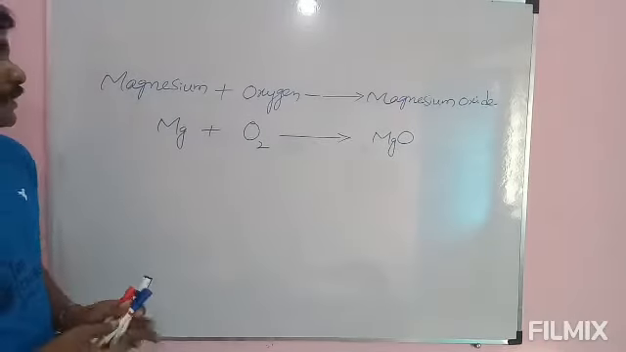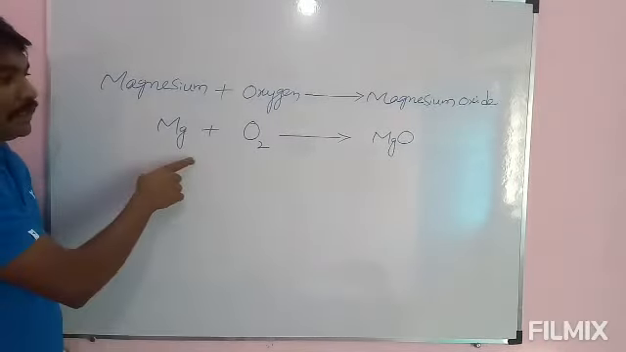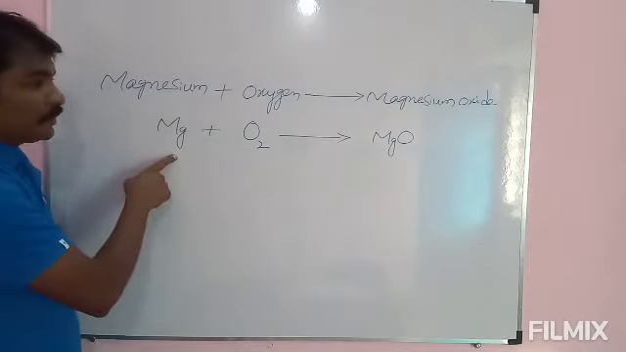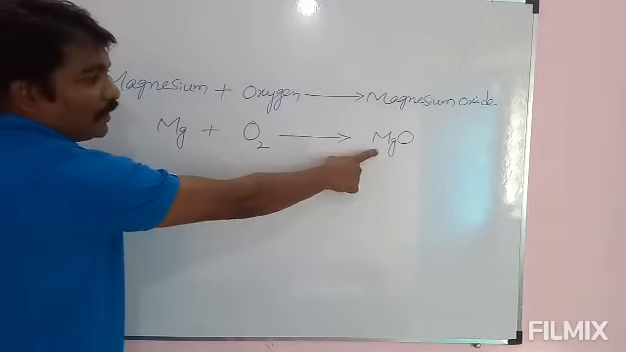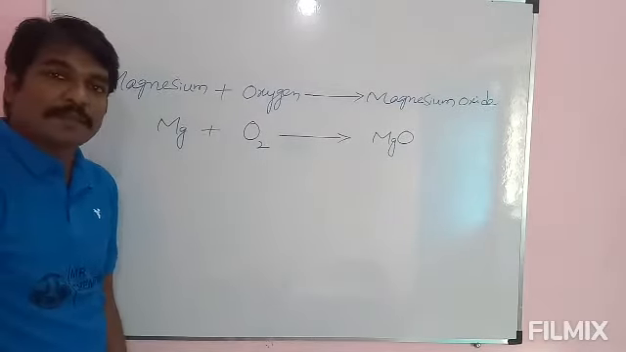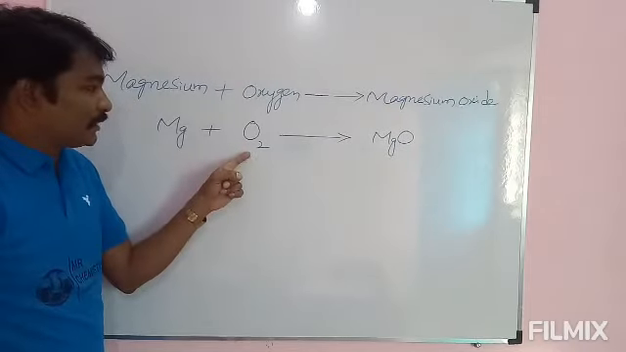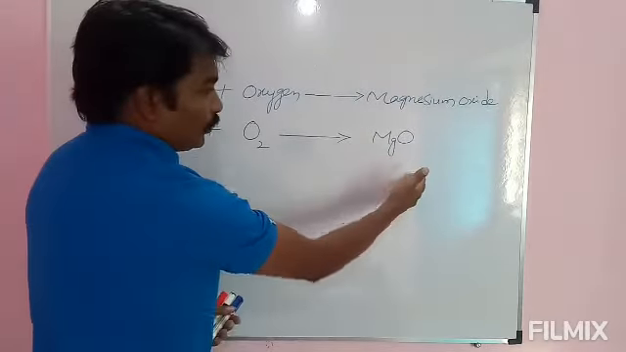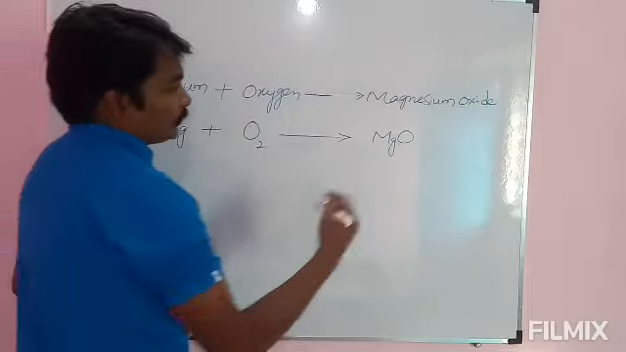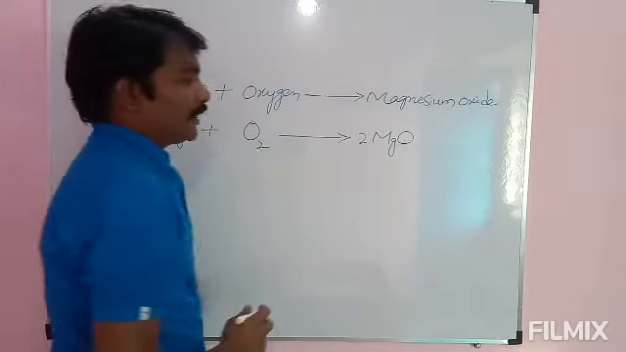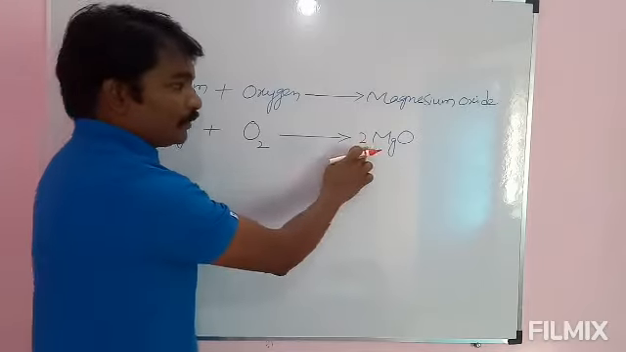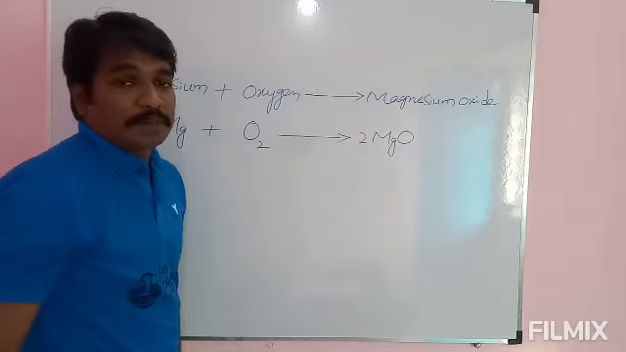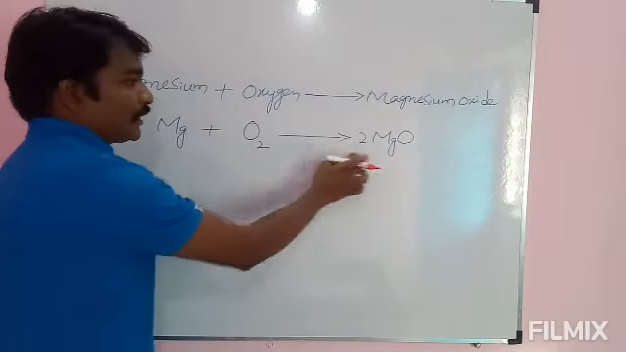Okay, and see here, let us check the number of atoms on the reactant side and product side. Magnesium atoms are 1 on the reactant side, 1 on the product side. Magnesium atoms are balanced here. Check the oxygen atoms: here 2 are there but here only 1 is there. To make it 2, we have to write 2 in front of magnesium oxide. After writing 2 in front of magnesium oxide, magnesium atoms become 2 and oxygen also becomes 2. Oxygen is balanced on both sides.